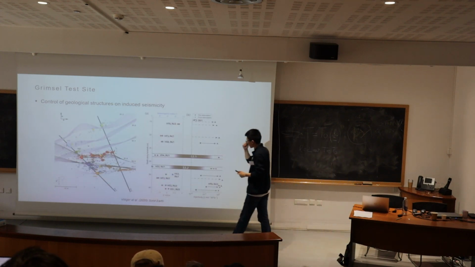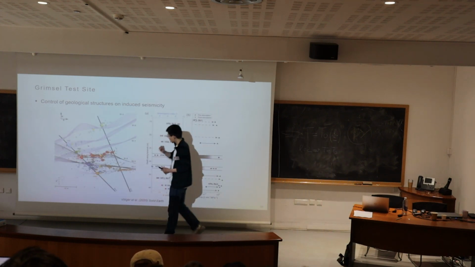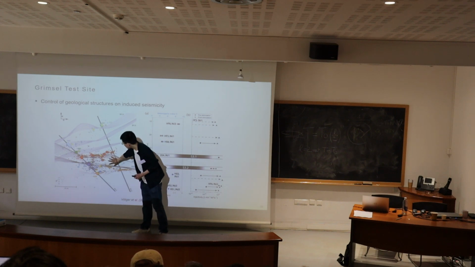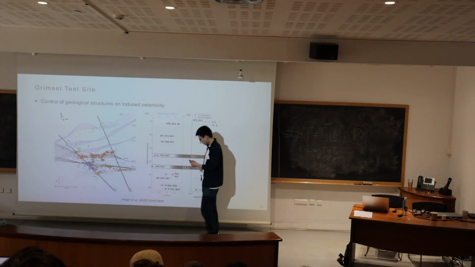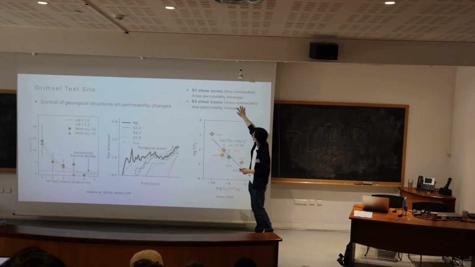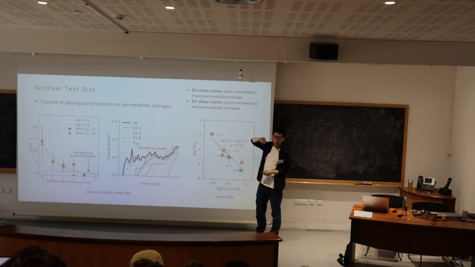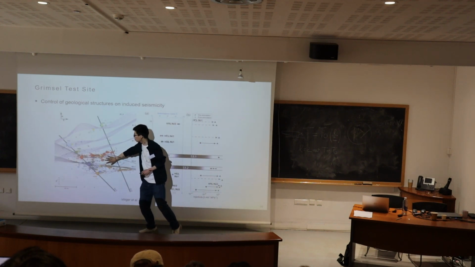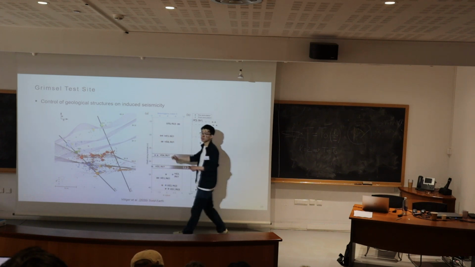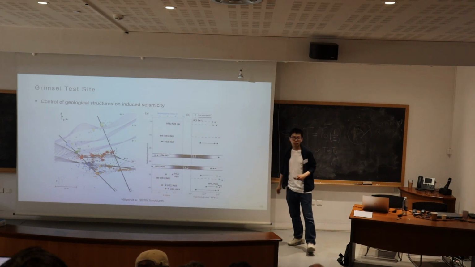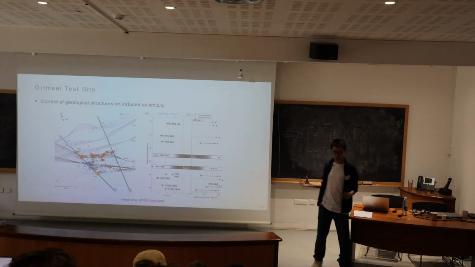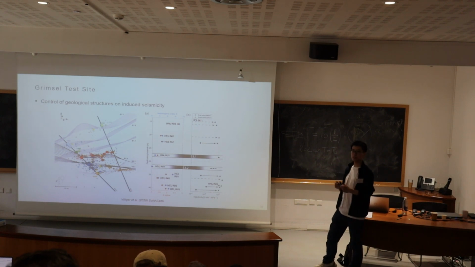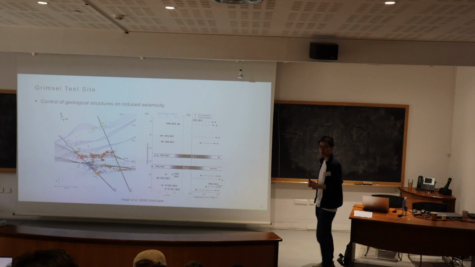Regarding the seismicity, people also found that the S3 shear zone, which is the more connected one, has a higher seismicity level compared to the S1 shear zone. So what is the reason for this? It's a contrasting behavior of the two different fault zones.